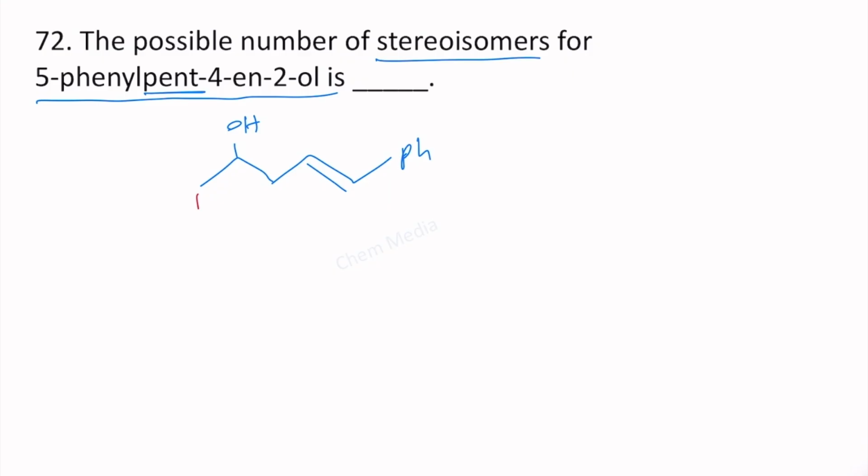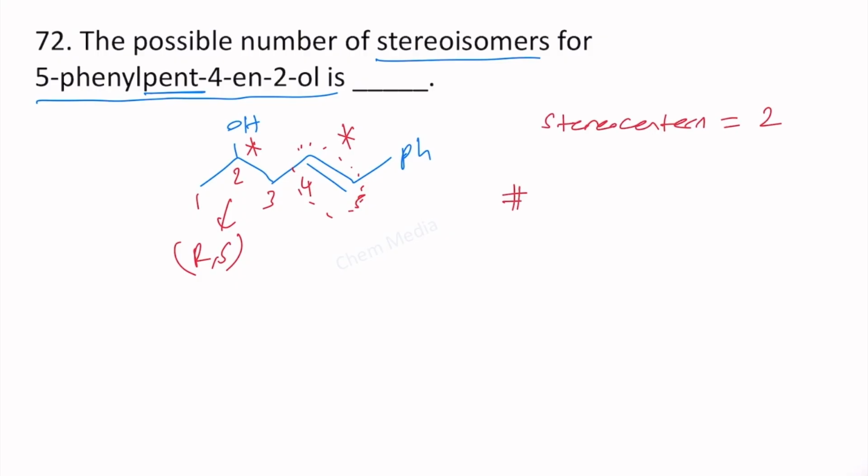Let's number it 1, 2, 3, 4, 5. We have a chiral center at 2 position, therefore this could be R as well as S, but we need to consider geometrical isomerism also here. Therefore that is another stereo center. So the number of stereo centers here is equal to 2. We know that the number of stereoisomers is equal to 2 to the power n, where n is the number of stereo centers. Therefore this is 2 to the power 2, therefore this is 4. Therefore the correct answer is 4 here.